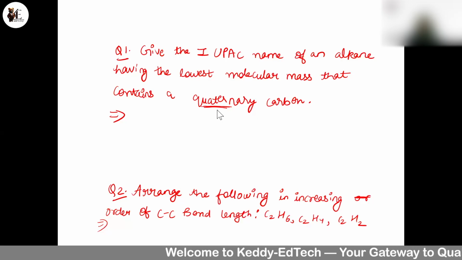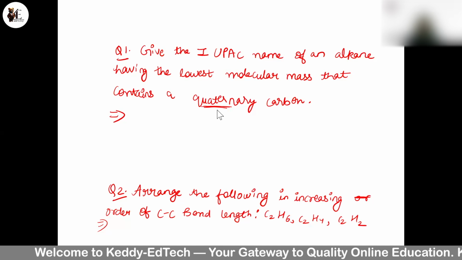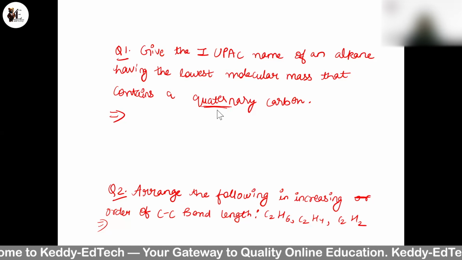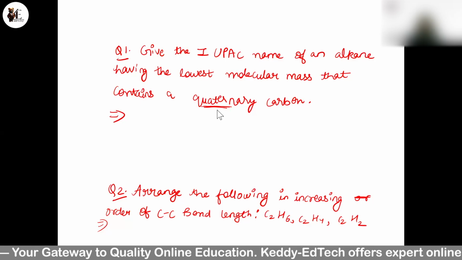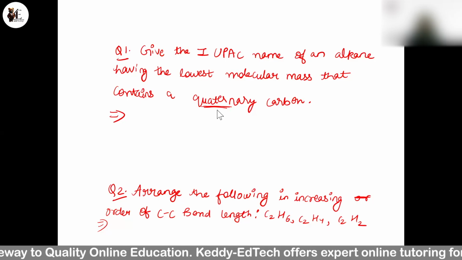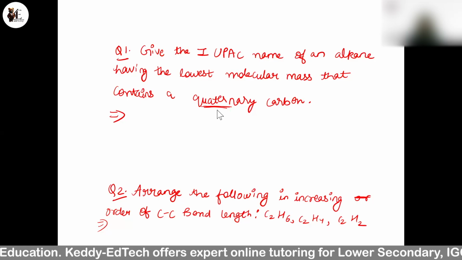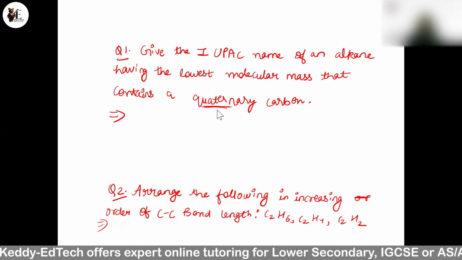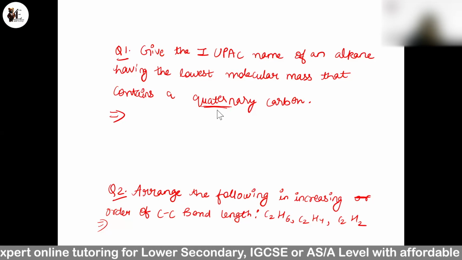I think the question is clear that you have to tell me the IUPAC name of that alkane. Alkane means you have to make all single bonds, no double or triple bond should be there. Having the lowest molecular mass means the carbon atom should be 1. That contains the quaternary carbon, that means that carbon atom is attached to 4 other carbon atoms. Now satisfy the valency of the 4 other carbon atoms with hydrogen and draw its structure.